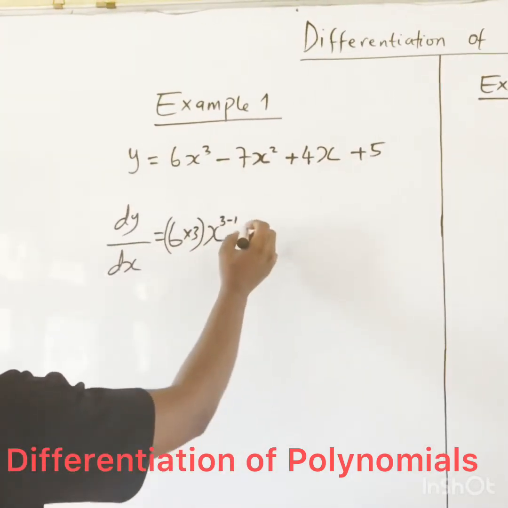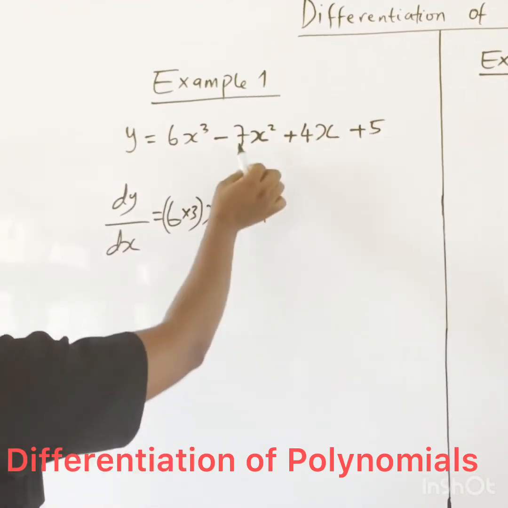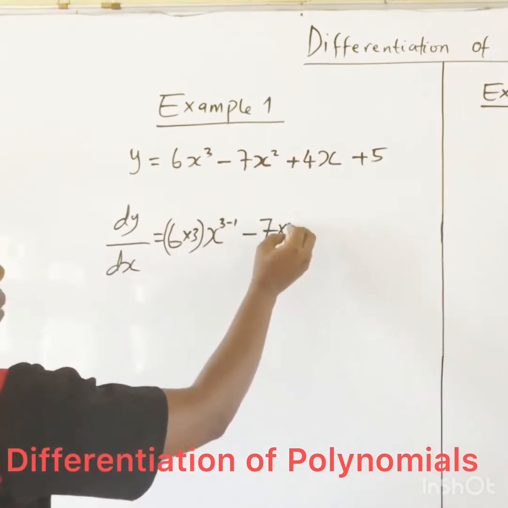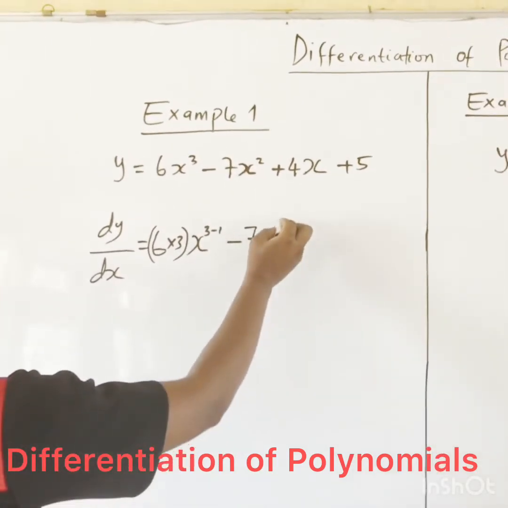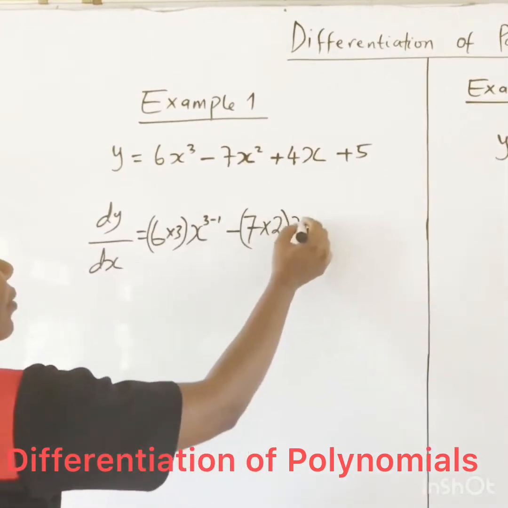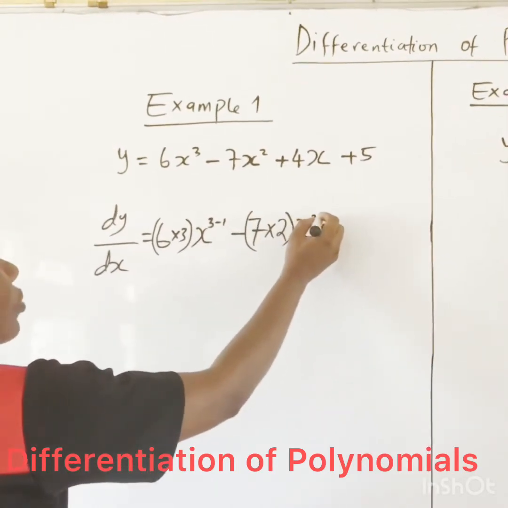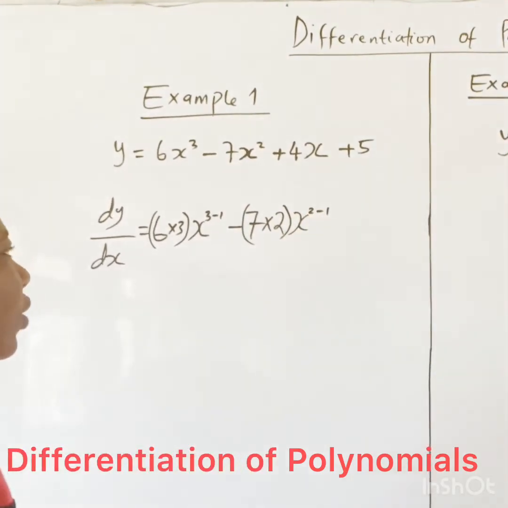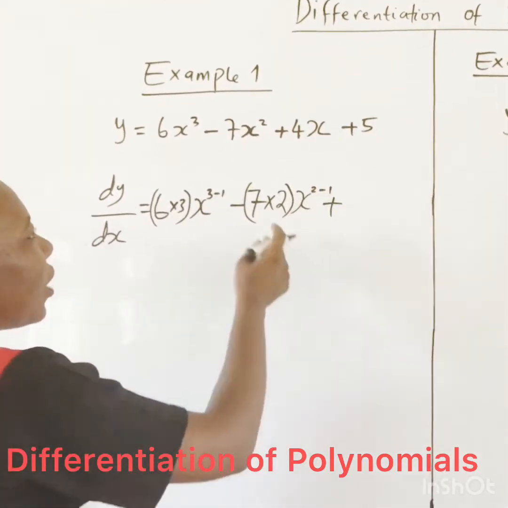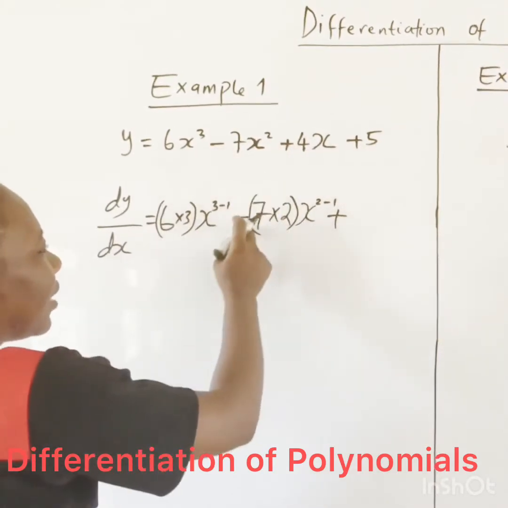Let me go to the next term, minus 7. I'll multiply this 7 by 2. That is the power of the variable. I would like to put it also in the bracket. Then subtract 1 from this 2. Okay, hope you can see. Then plus, always you put the sign. Don't change the sign. Always put the sign given.